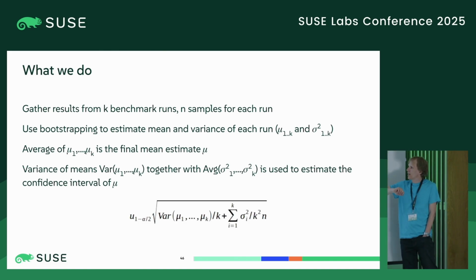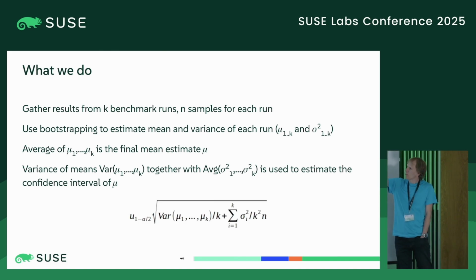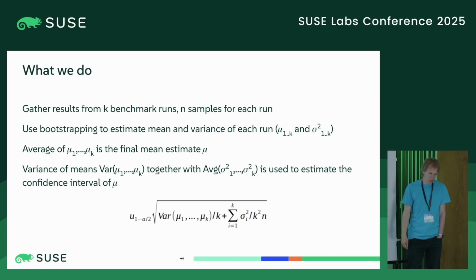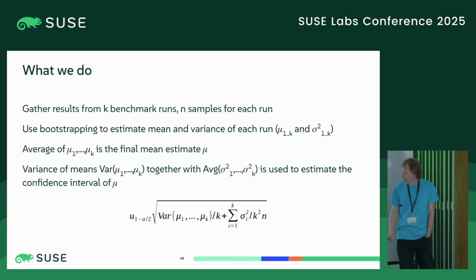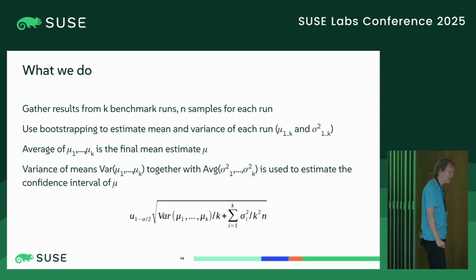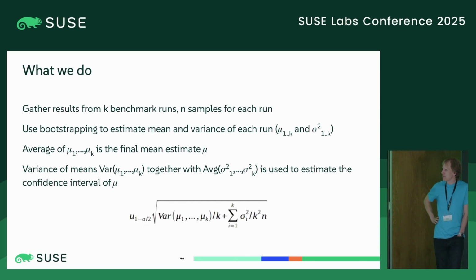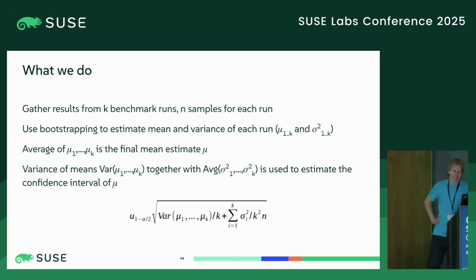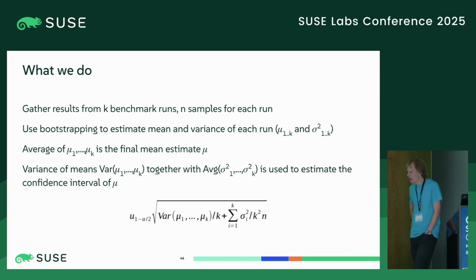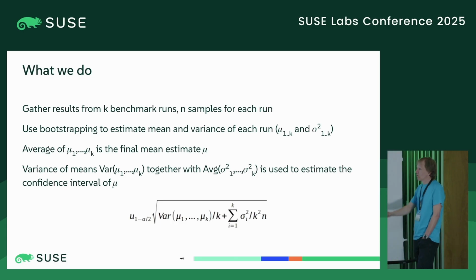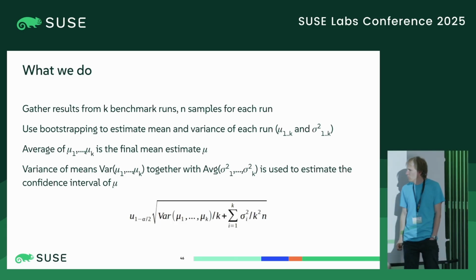And then from the variance of the averages and also of the variances inside each individual run, we compute with this formula. And I do not plan to explain this. You can take it as a nice image. But this is what's used to estimate the confidence interval of the original value.